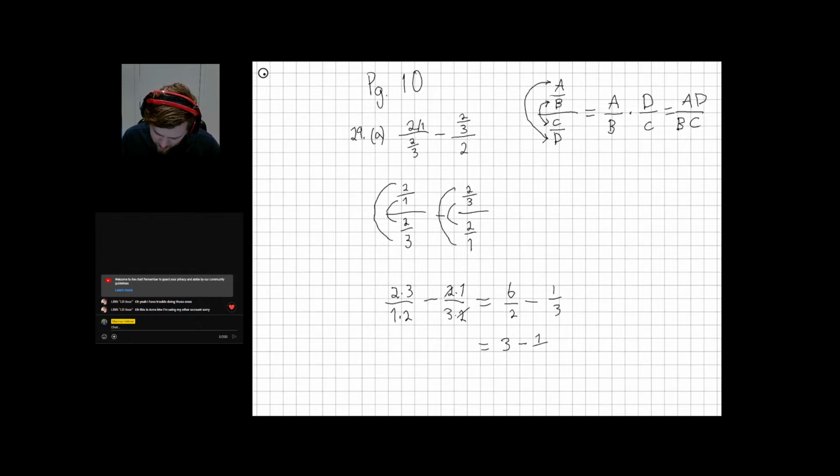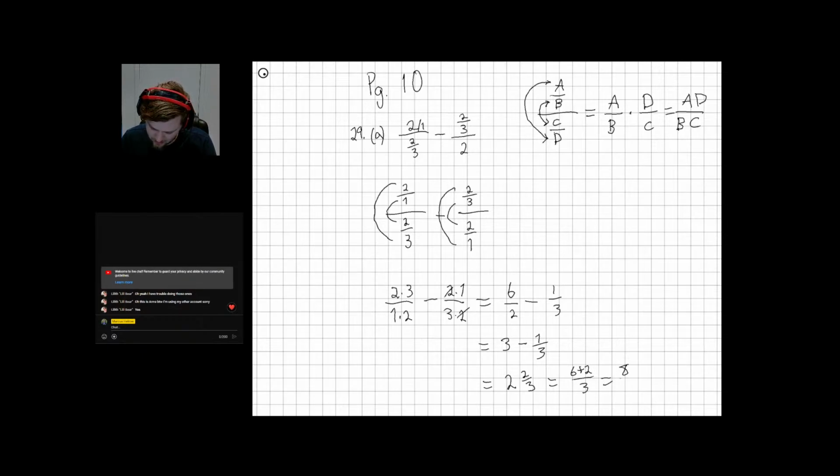Minus 1/3. And then I think the easiest way to handle this is to just treat this as a mixed number. So this is 2 and 2/3. If we really want to write that as an improper fraction, 2 times 3 is 6. So 6 plus 2 over 3 is 8 over 3. Okay.